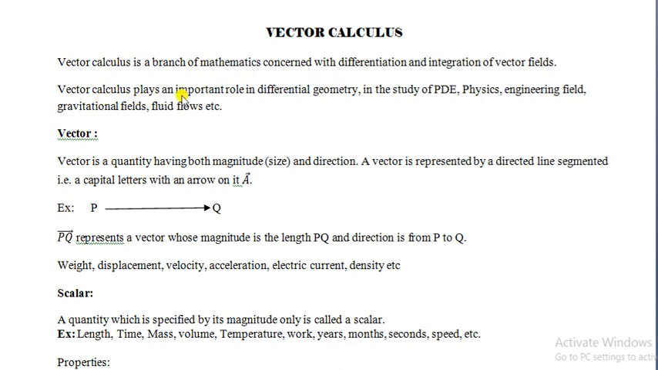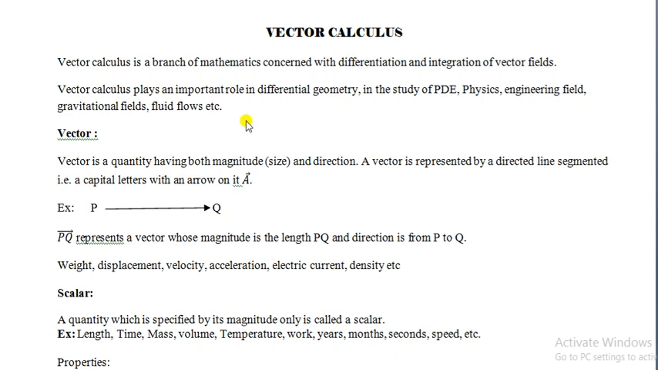Vector calculus is used in differential geometry and in the study of partial differential equations. Its most important use is in physics and in any engineering field. It is also used in gravitational fields, fluid flows, etc. It has so many applications in all the fields of engineering and in the education system.